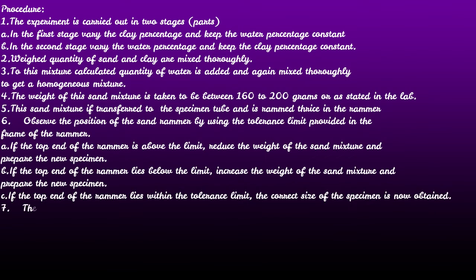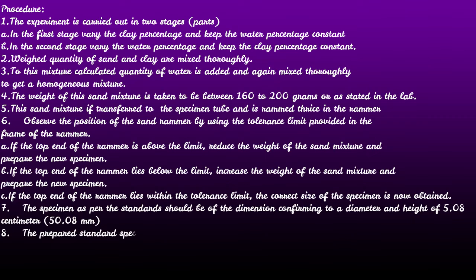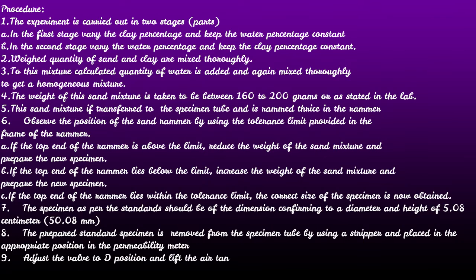C. If the top end of the rammer lies within the tolerance limit, the correct size of the specimen is now obtained. 7. The specimen as per the standard should have a diameter and height of 5.08 cm. 8. The prepared standard specimen is removed from the specimen tube by using a stripper and placed in an appropriate position in the permeability meter. 9. Adjust the valve to D position and lift the air tank and bring it to the O position.